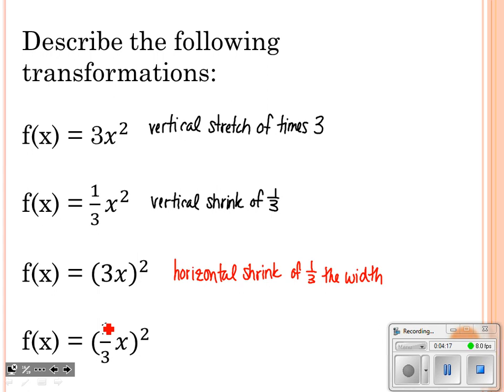The last one then, the final one, we've got 1/3 multiplied to just the x portion of our function. So again, we're looking at a horizontal one. This is what a horizontal stretch will look like. Okay, so horizontal stretch of times 3. Okay. All right, let's move on.